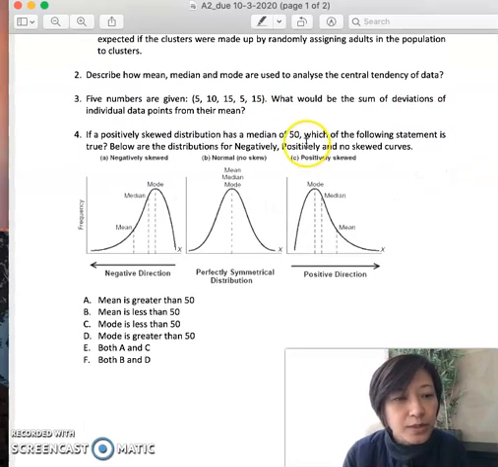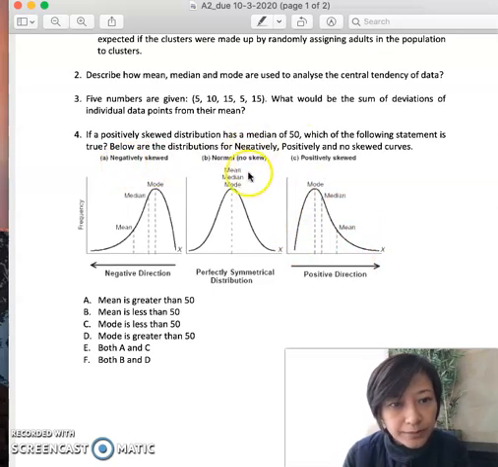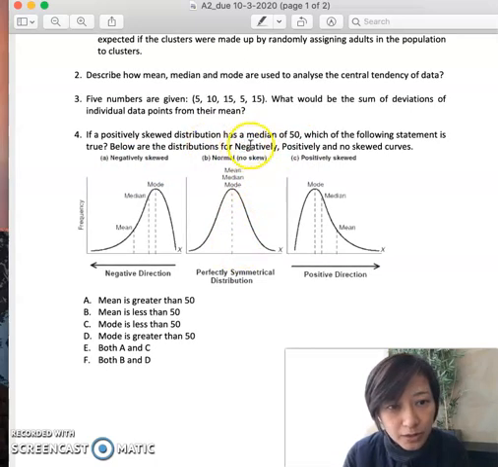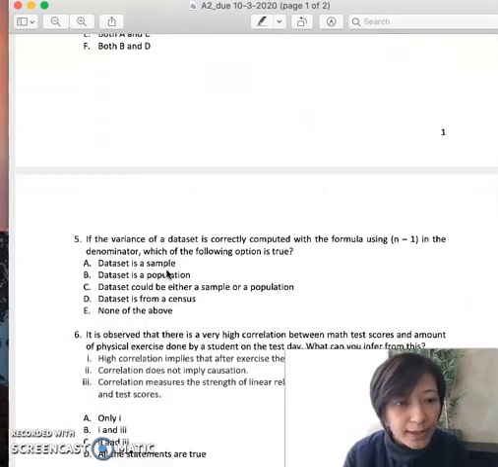Easy calculation. Question 4. Now we show the distribution of a population. If this is a perfectly symmetrical bell shape, we find the mean, median, and mode all fall into the middle. This is negatively skewed, positively skewed. So if we know the median is 50, which of the following statements is true? So you can play around with that.